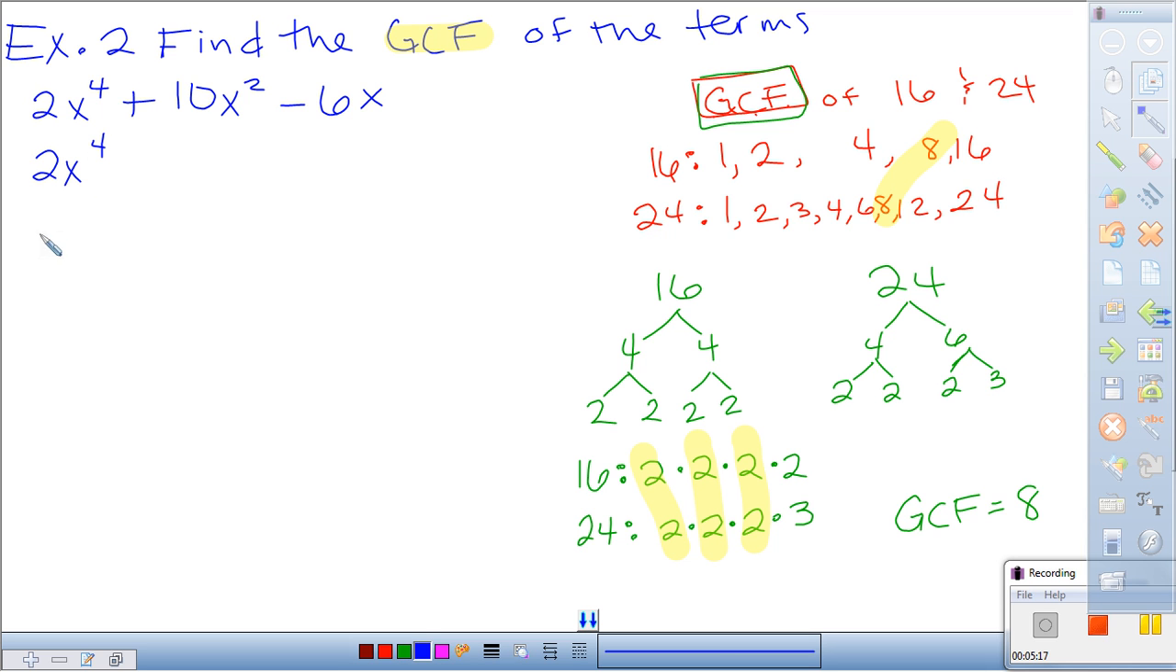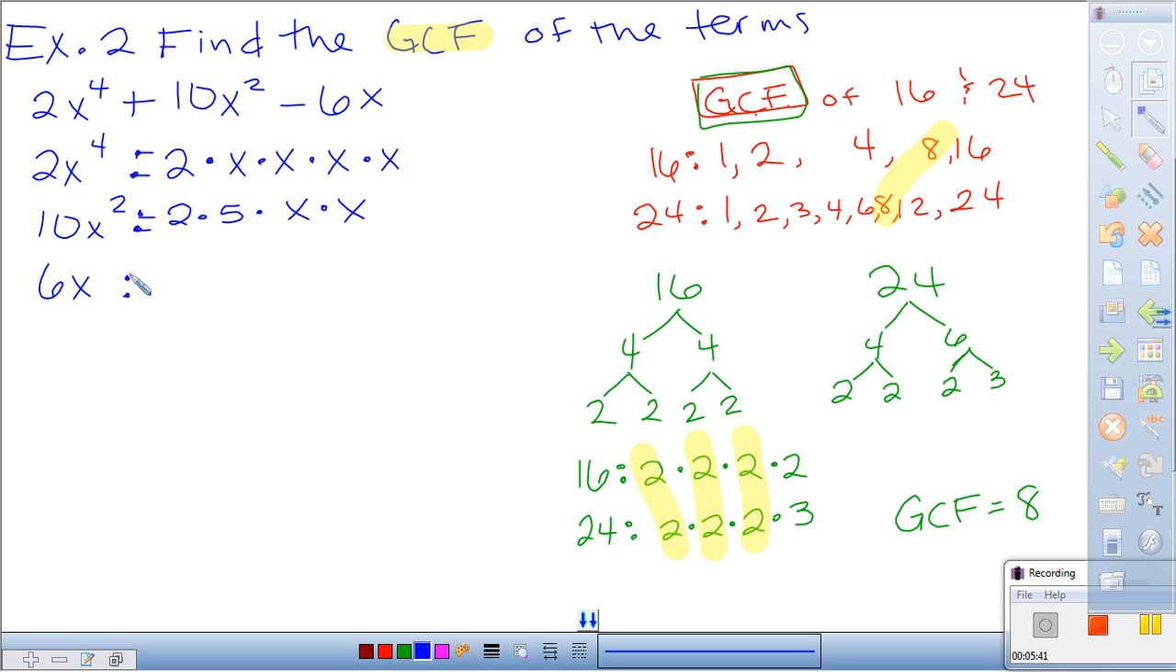2x to the fourth, 10x squared, and 6x. And then we will write down their factors. So 2 is prime, so I'm just going to write down a 2 times x times x times x times x. 10 is not prime, so I'll factor it down to 2 times 5 times x times x. Also, 6 is not prime. 6 would be 2 times 3 times x.